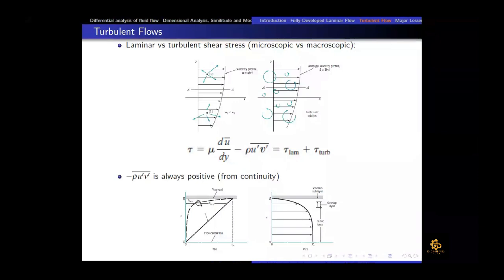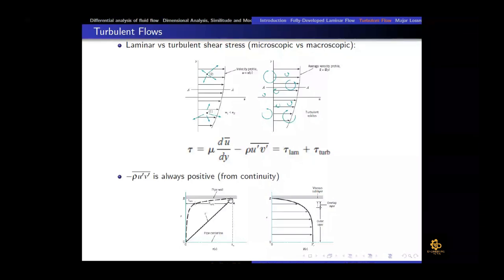If you see here, the laminar portion is greater here, but as we go towards the center of the pipe, you can see that this dotted line tells us about the distinction between laminar and turbulent shear stress. On the left hand side, we have laminar shear stress. On the right hand side, we have turbulent shear stress.